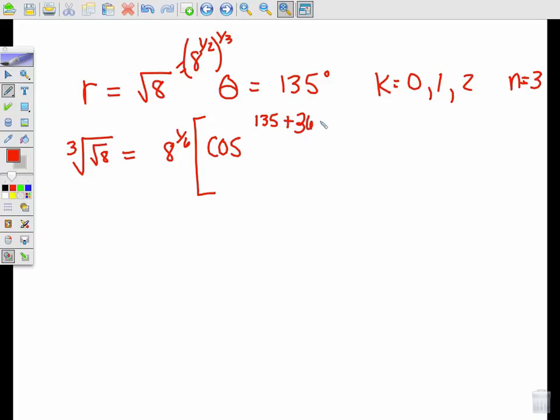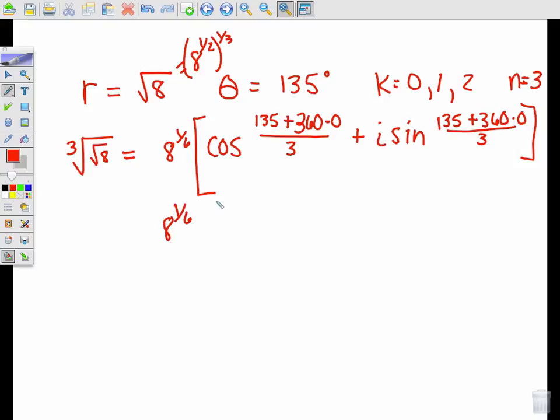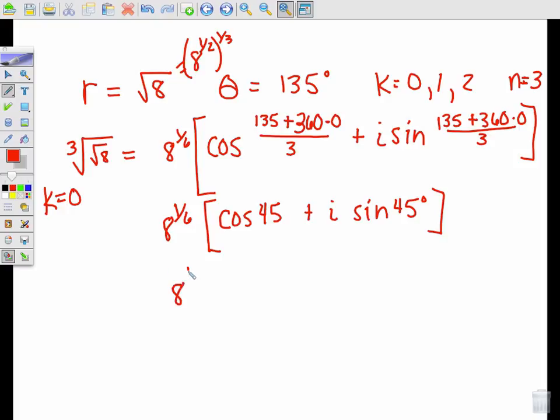We'll use our calculator to evaluate that. Times cosine of my angle, so it's 135 plus 2 pi, or 360, times 0, all over 3, plus i sine of 135 plus 360, you put the first k in, times 0, all over 3, and we're going to evaluate this. We've got 8 to the 1/6 power times cosine of 135 plus 0 divided by 3. So that's cosine of 45 degrees plus i sine of 45 degrees. So this is all when k is equal to 0. This is my first solution.